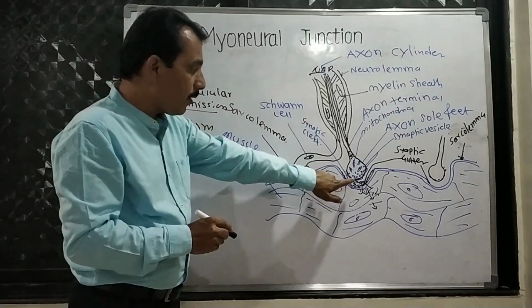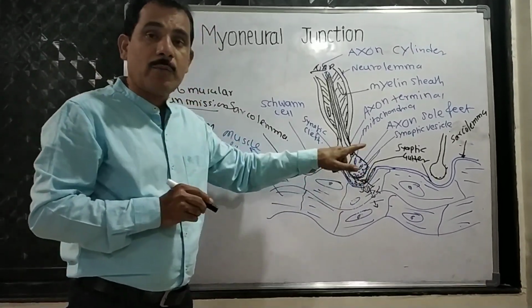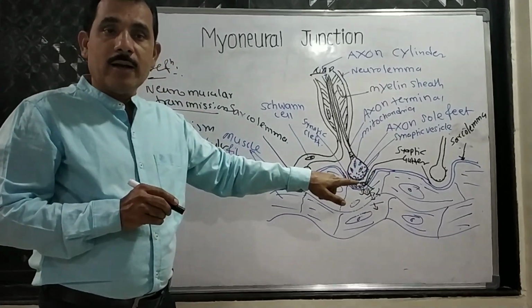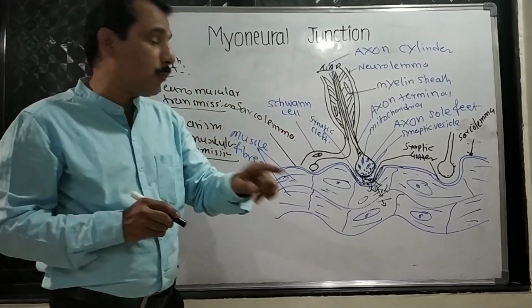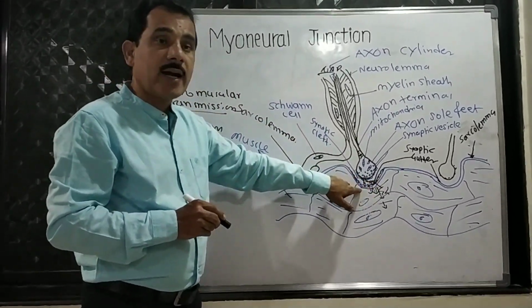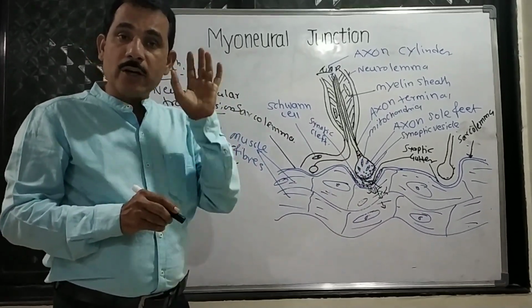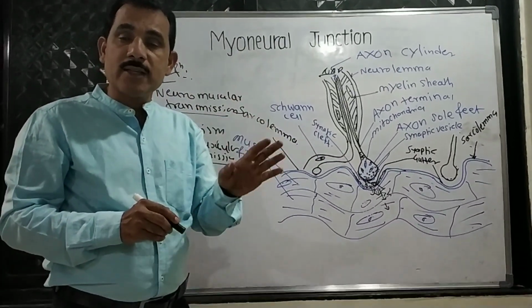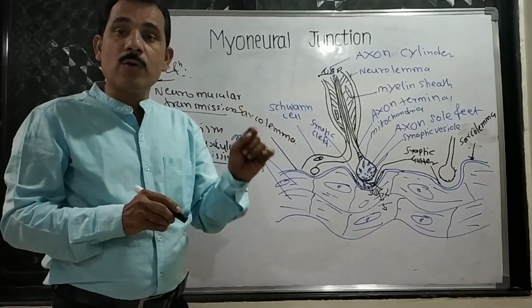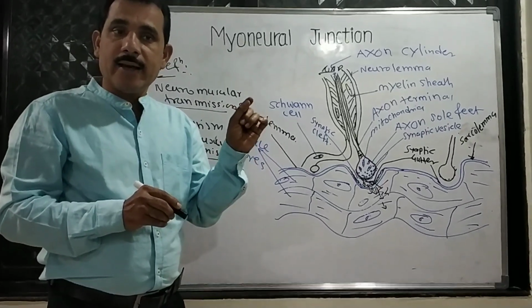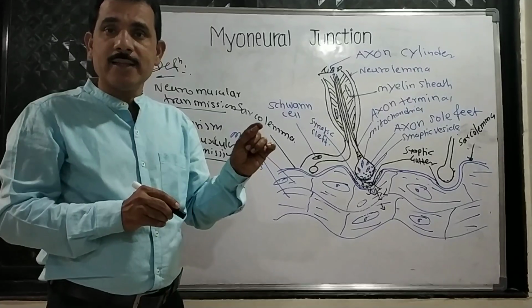Secondly, the residual amount of the neurotransmitter substances. Residual amount means the amount of neurotransmitter that remained after being used to produce excitation of the postjunctional membrane. That is the residual. The remaining neurotransmitter substances are neutralized by the acetylcholine esterase enzyme.